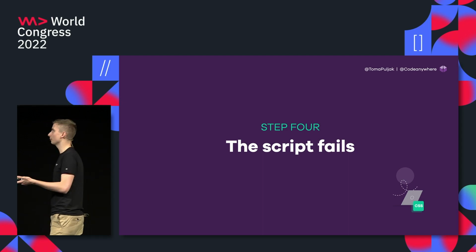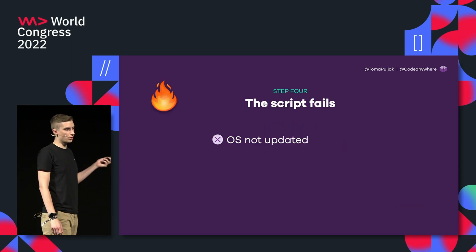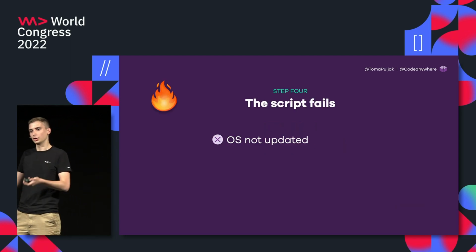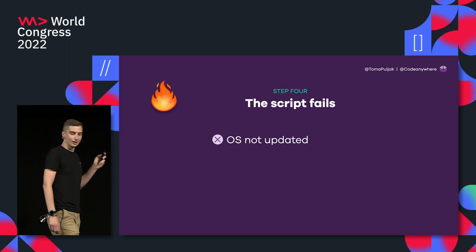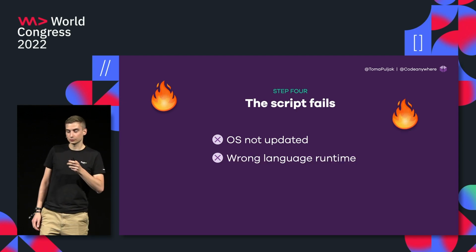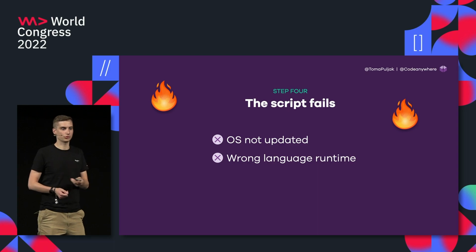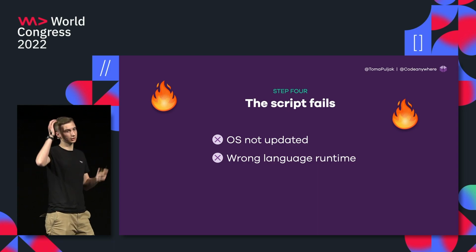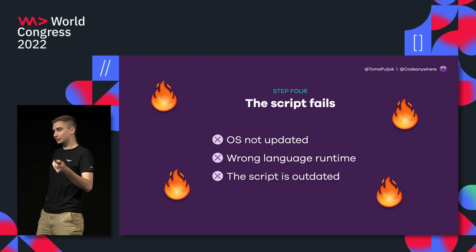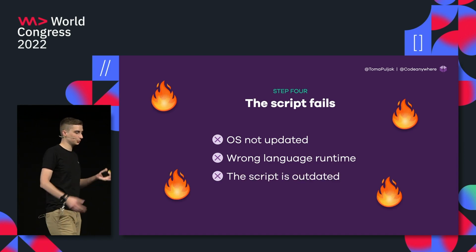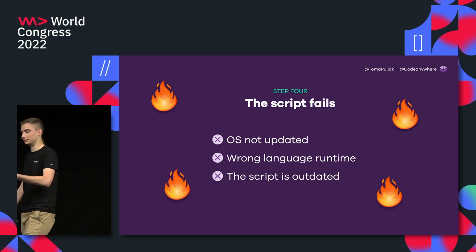And there's a number of reasons this installation step might fail. Maybe your OS isn't updated, because I know we all snooze that update button for at least 6 months. You have the wrong language runtime installed locally. It's not in sync with the one from the project. You have, I don't know, .NET 6 installed, but the project requires .NET 5. Or the script is simply outdated, because we all sometimes forget to update the appropriate installation steps when running something locally.